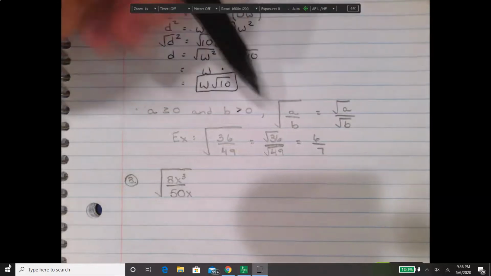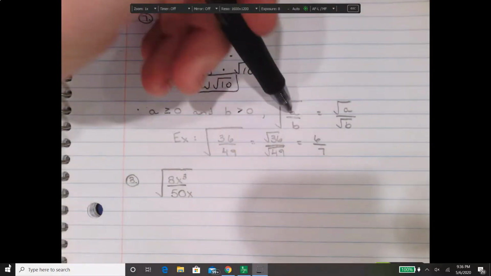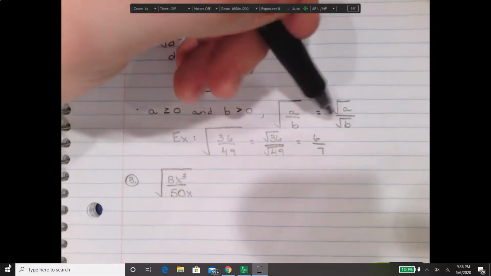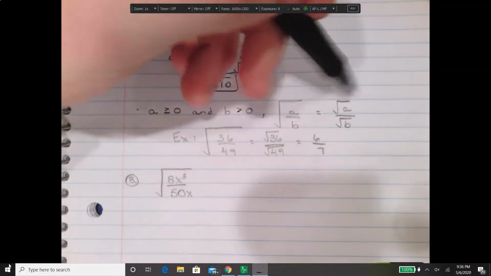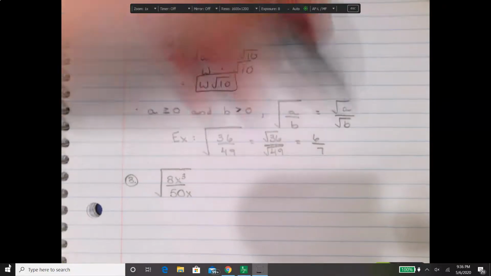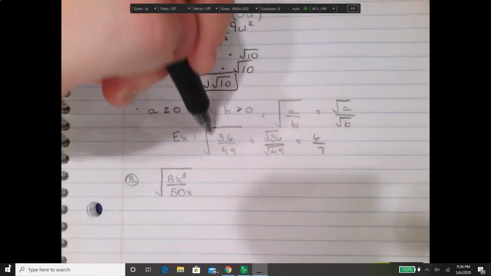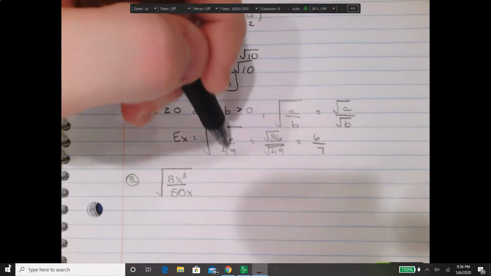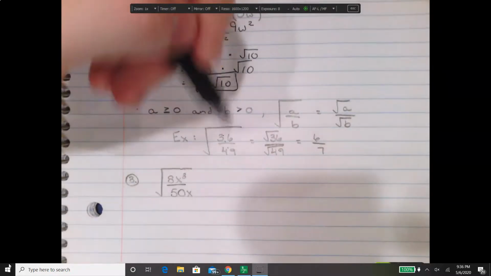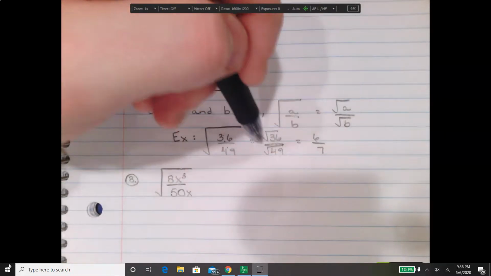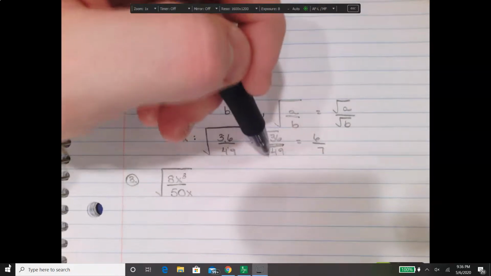So when I take the square root of the fraction a divided by b, it's almost like I can apply that square root to the numerator and I can apply the square root to the denominator and then just solve. So my example here would be if I had 36 divided by 49 and I take the square root of it, I can apply that square root to the numerator and the denominator.